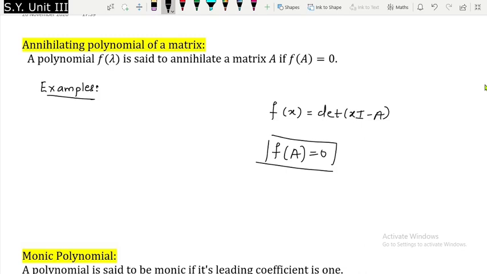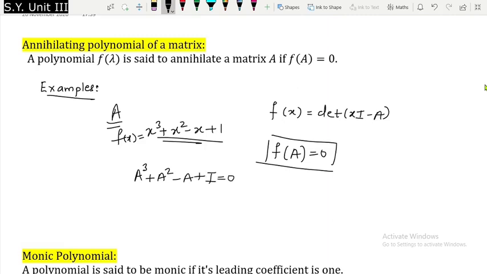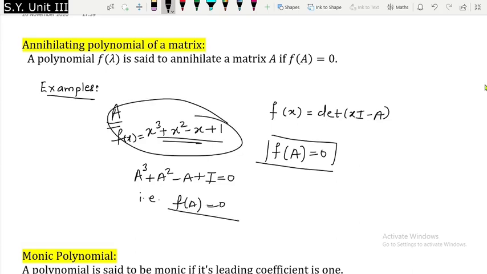Are you getting my point? That is what is happening. Suppose you have a certain matrix A, and suppose your characteristic polynomial is x cube plus x square minus x plus 1, let me say. So by the Cayley-Hamilton theorem, since this is your characteristic polynomial, you will have A cube plus A square minus A plus I equal to 0, and that is nothing but f of A equal to 0. It means that this polynomial is annihilating the matrix A.